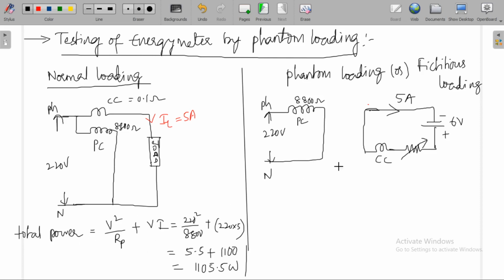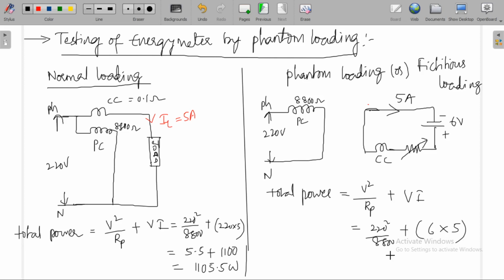Coming to phantom loading, total power is equal to V square by Rp plus V into I. V square by Rp is 220 square by 8800, plus V is 6 volts and I is 5. Then we get 35.5 watts.